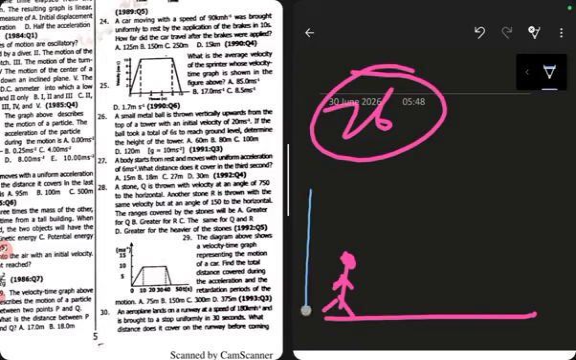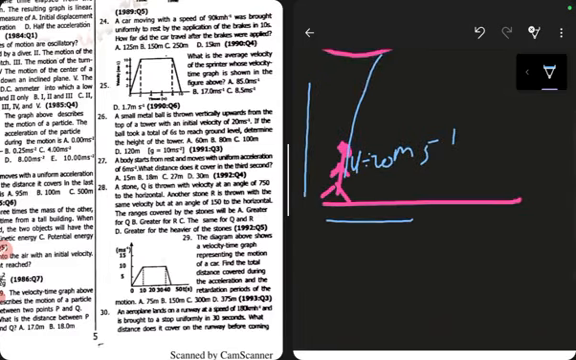So he throws it vertically, that means along the vertical. He throws it vertically upwards according to 26. Remember, I'm on 26. With an initial velocity of 20 meters per second. So his initial velocity is 20 meters per second. He throws it vertically upward from the top of a tower.